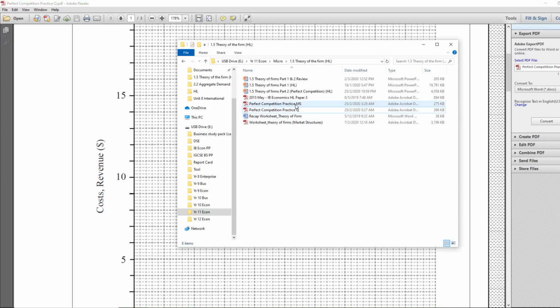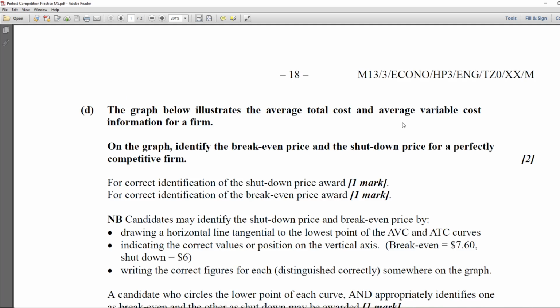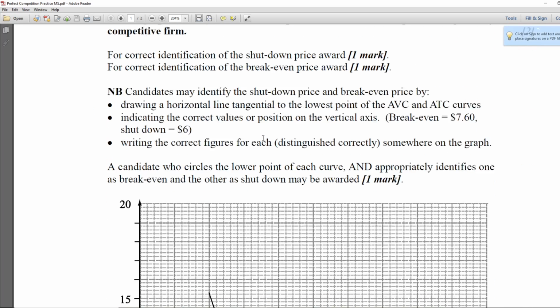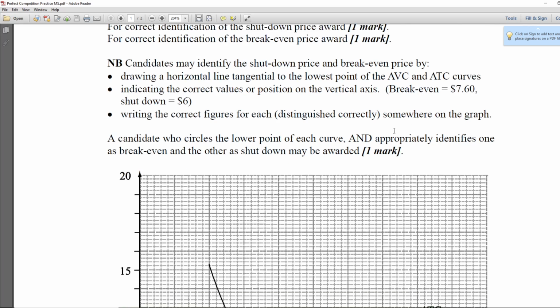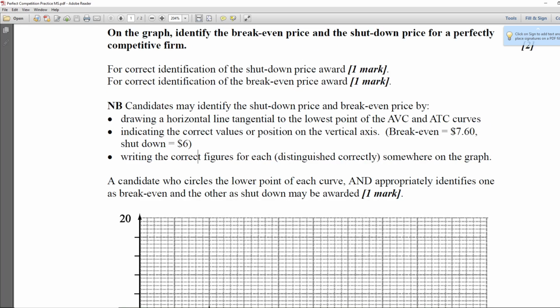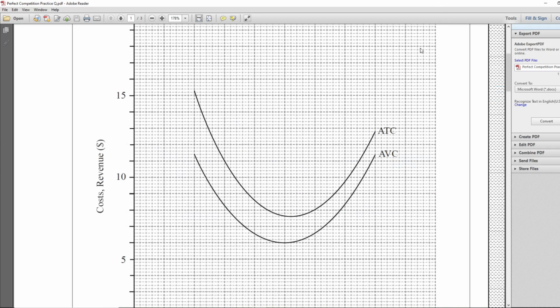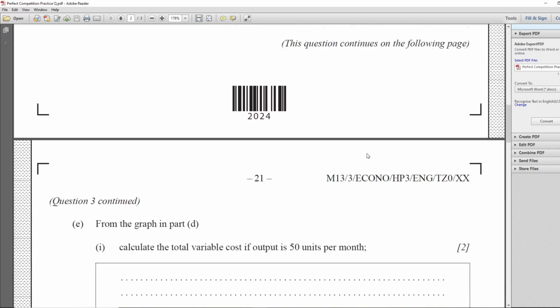Let's reassure that we are correct. 7.6 for break-even price and shutdown price $6. I'll upload this mark scheme on Google Classroom, so don't worry about it. If you are able to get the two numbers, then you will get 2 marks, just like that. That's why I told you, very straightforward. That's your paper 3. If you understand the theories, then you'll be fine. Let's go to the next one.